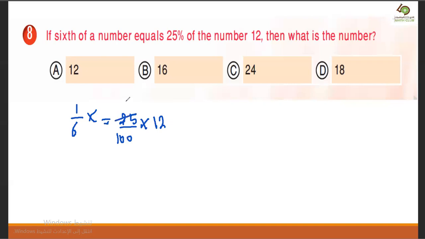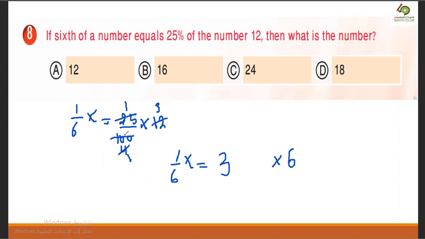So we can simplify, divided by 25, it is 4 here. Also, I can simplify 4 with the 12. It is 3. So the remainder is 1/6 x equals 3. So I want to find x now. I multiply both sides by what? By 6, right? Or by crossing.